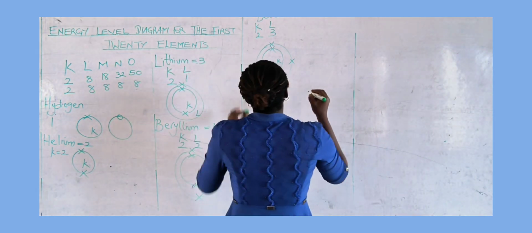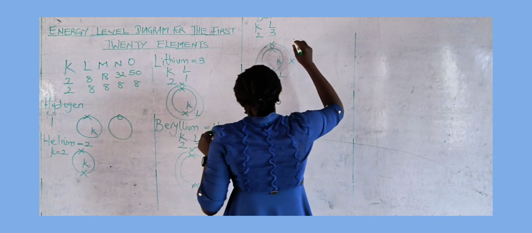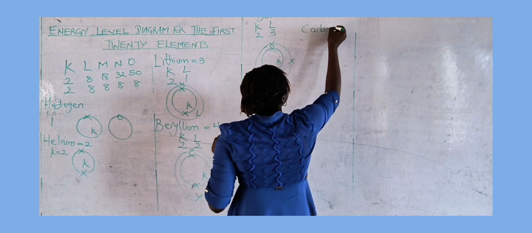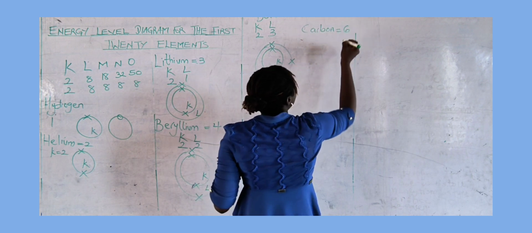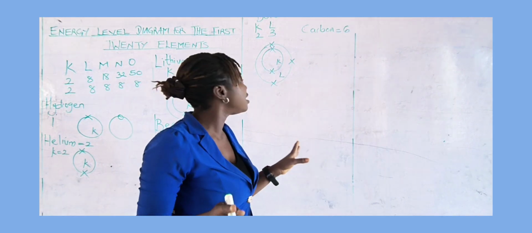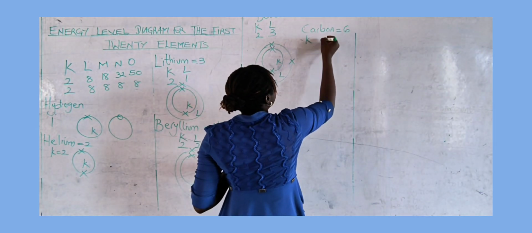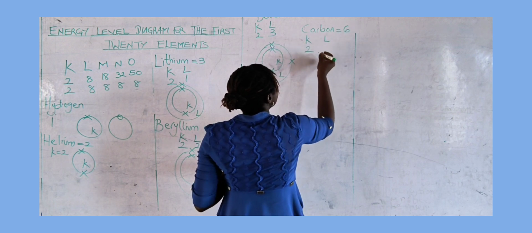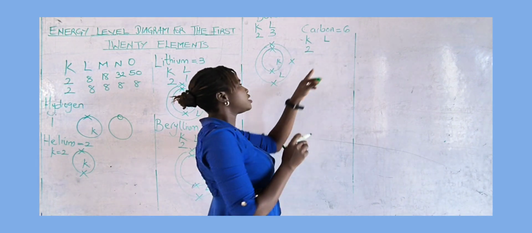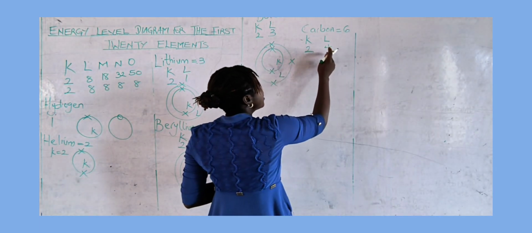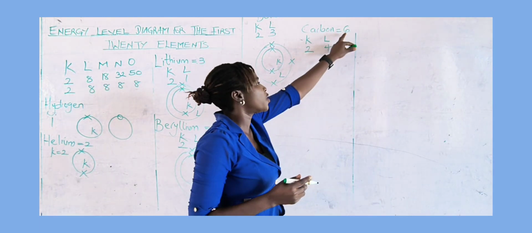The next one is carbon. Let me put my carbon here. Carbon has the atomic number of 6. It has 6 electrons. So we are going to have our K and L. So 2. How many will remain? How many are we to write on this L energy level? That is 4. Making 2 plus 4 give us 6. That is, carbon is 6.